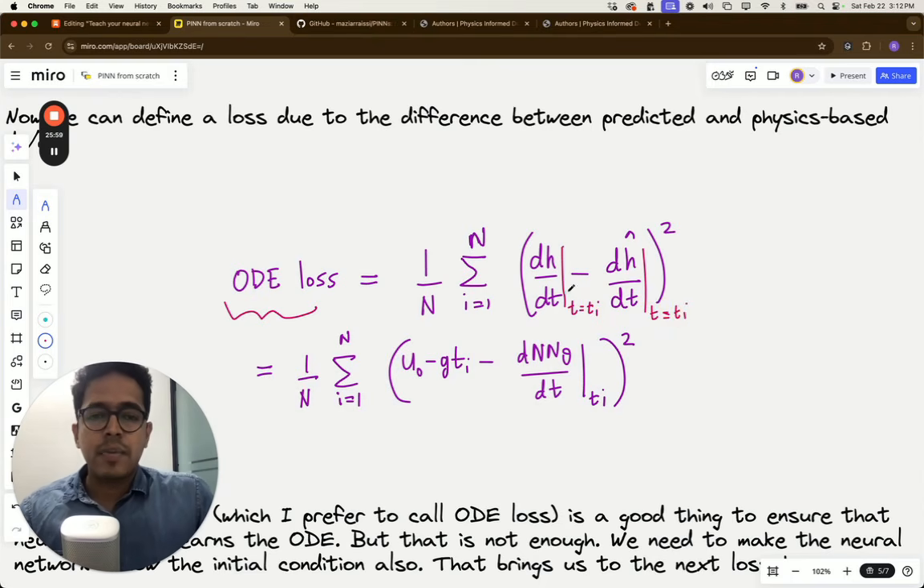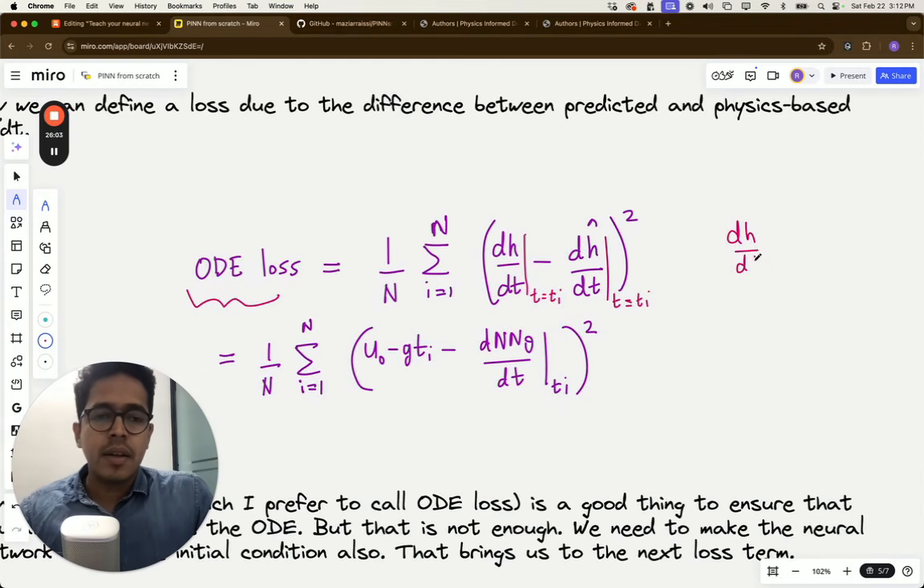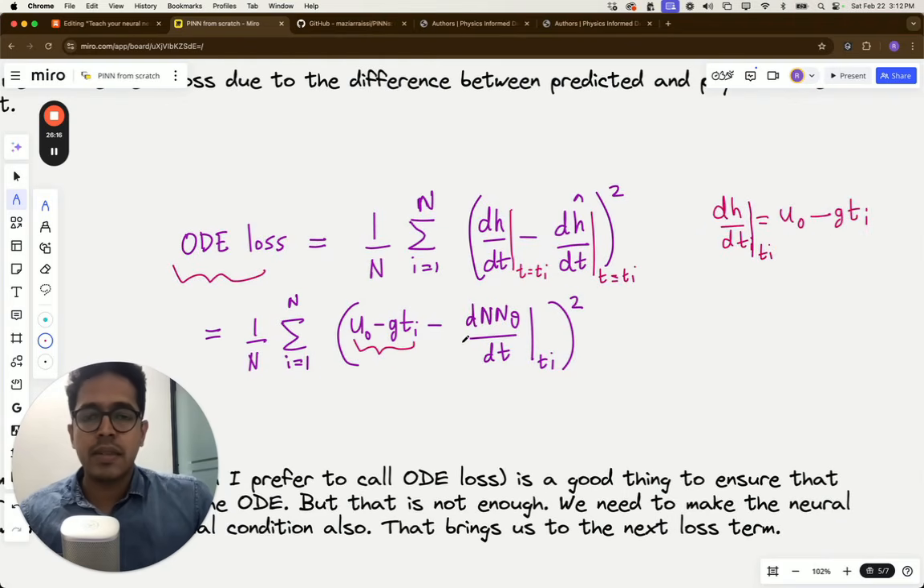And we know the dh by dt equation. Dh by dt is simply, according to Newtonian mechanics, u0 minus gt. So if it is dh by dt at time ti, then this will be simply ti. That's all. So that is this term, u0 minus g ti.